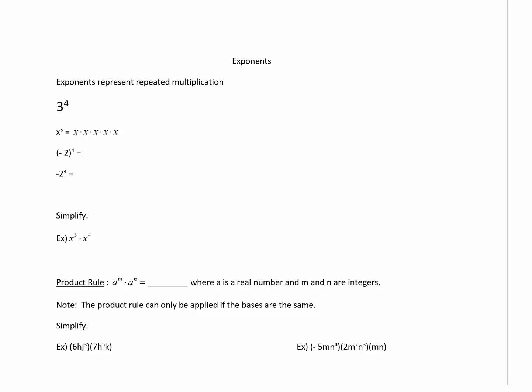In this video, we're going to begin our discussion with exponents. So exponents represent repeated multiplication. So this 3 to the 4th, well, the 3 here is what is called the base of the exponent, and the 4 is the exponent, or the exponential power. So 3 to the 4th can be written as 3 times 3 times 3 times 3, which is 81.